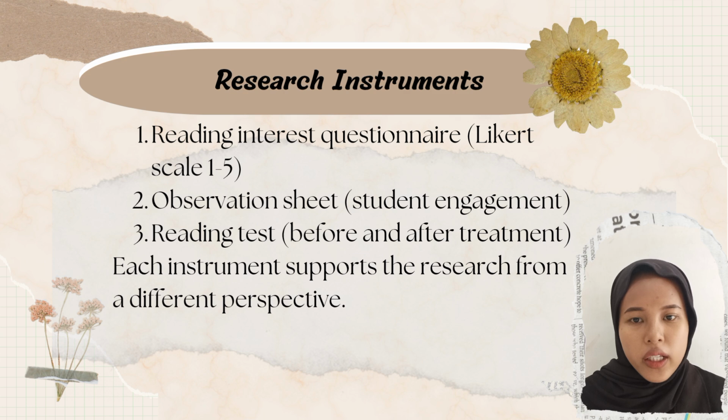This will contain a set of Likert scale questions where students rate how much they like reading, how often they read English materials, and what kind of text they prefer. The scale may range from 1, strongly disagree, to 5, strongly agree. This instrument gives a general idea of the students' perception and attitude toward reading.